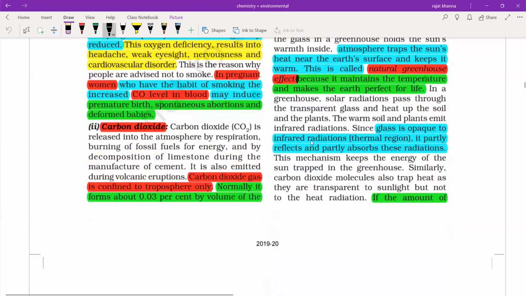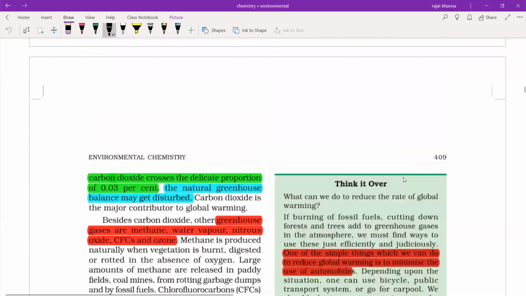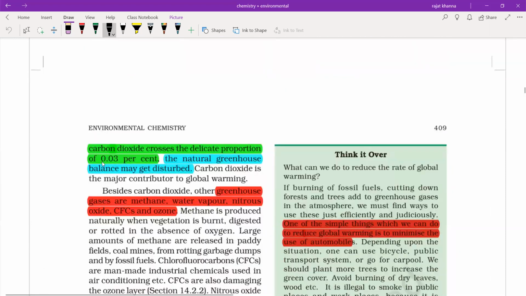Glass is opaque to infrared radiation in the thermal region. It partly reflects and partly absorbs this radiation. If the amount of carbon dioxide crosses the delicate proportion of 0.03%, the natural greenhouse balance may get disturbed. And greenhouse gases are methane, water vapor, nitrous oxide, CFCs, and ozone.